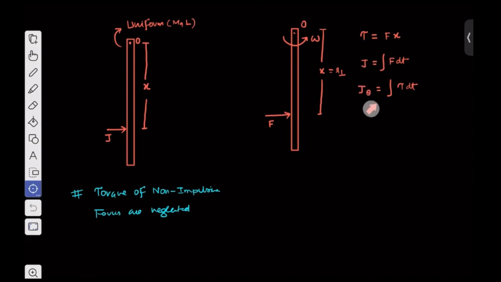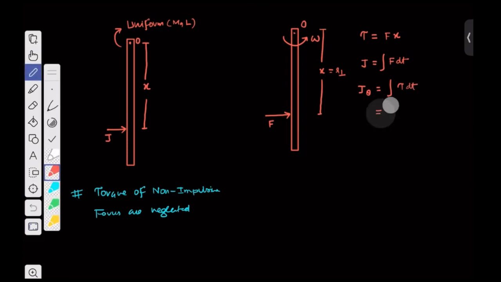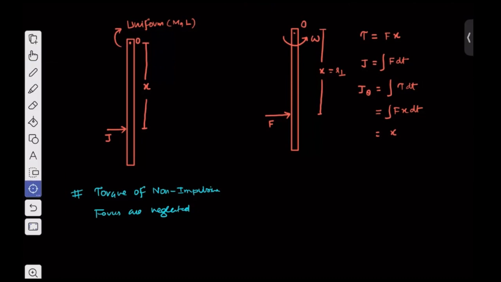So the angular impulse, what do we write down? Net torque, integral of net torque into dt. So what is our net torque? It is going to be F into X. So can I take out X or not? Because during the time when we are applying this force F, the rod will not be getting displaced at all, correct? Do you remember that point or not?